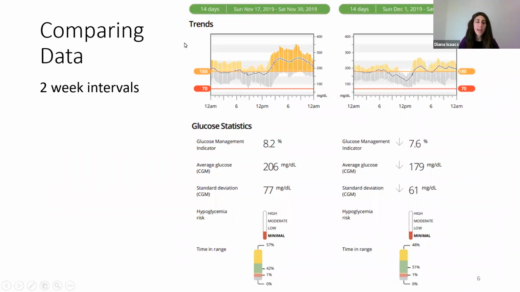Another reporting option that I like is comparing data and being able to compare 2 weeks apart. And so this is very useful if you've made changes and you want to see the effects of those changes. So this is an example of a patient I worked with, and you can see on the left an 8.2% GMI, 42% time in range. And then after making some adjustments to the insulin dosing, the GMI came down to 7.6% and time in range improved to 51%.